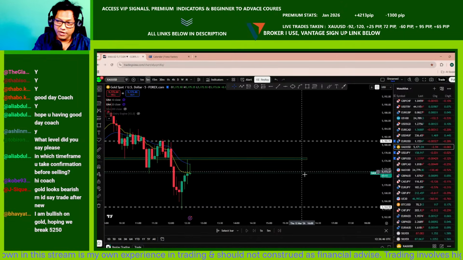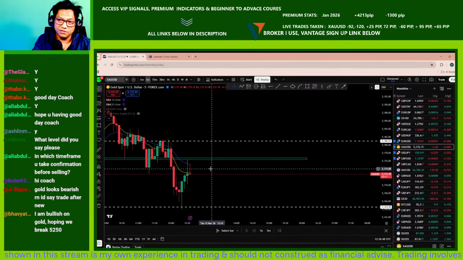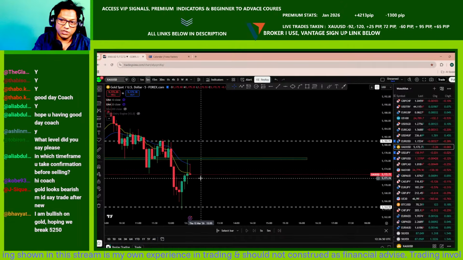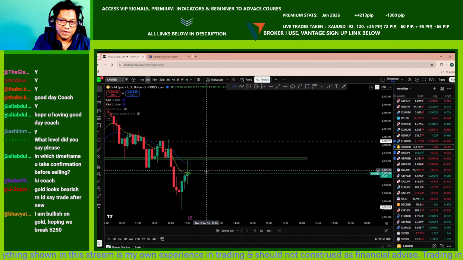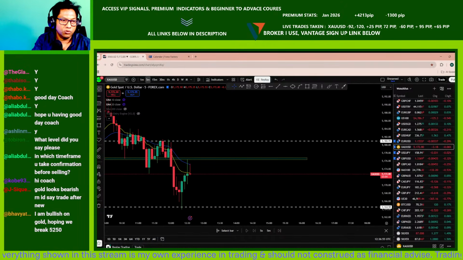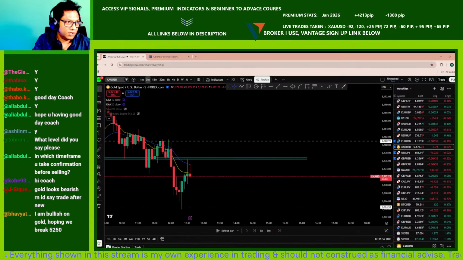Waiting for an entry, and if you look at this 5-minute candle, it is important. If this one is closing potentially as a narrow doji, you might see the market drop back down below here in that area.